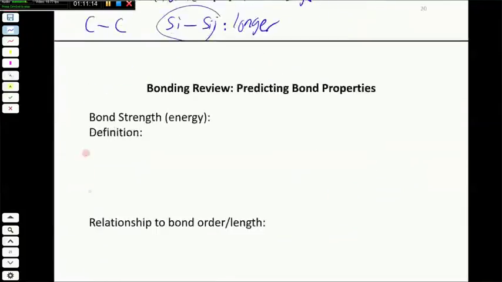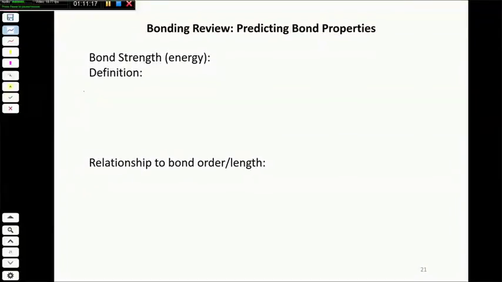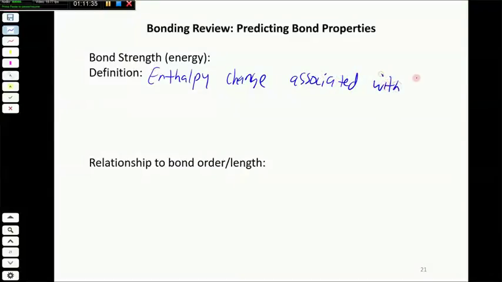Now, the other property of bonds that we have is bond strength, or what's also referred to as bond energy. So again, the definition is the enthalpy change. Now that we know what enthalpy change is, we can use that terminology to describe this. It's the enthalpy change associated with breaking 1 mole of a bond. So we introduced the concept of bond strength back at a period of time when we didn't know what enthalpy changes were and we didn't know what a mole was, so it was kind of a weird time to introduce this concept, but now it makes hopefully more sense. The enthalpy change associated with breaking 1 mole of a bond.